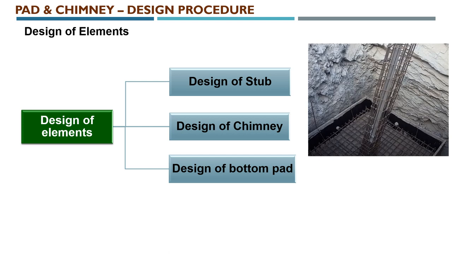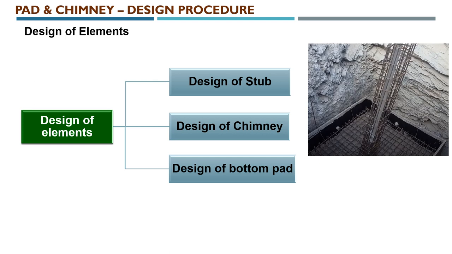You can see in the picture there is a gray color angular member. So that is a stub which is to be connected to the main leg of the transmission line tower, and followed by, you can see a reinforcement over the stub angle. So that reinforcement is for chimney. Chimney is a vertical or inclined component towards the main leg or an extension of legs. So that chimney is to be connected to the bottom pad with the reinforcement. So this chimney and the bottom pad are monolithic in reinforcement.